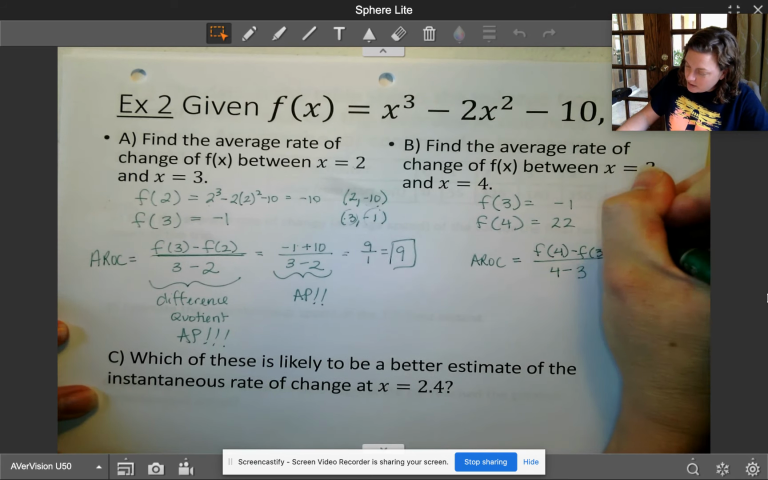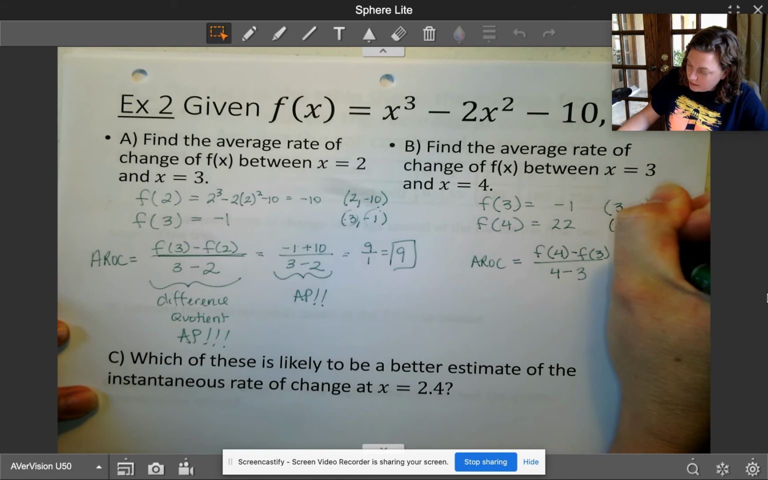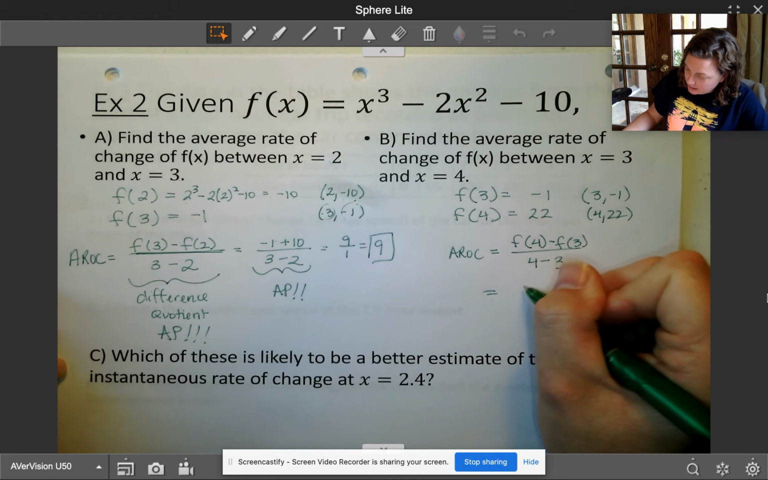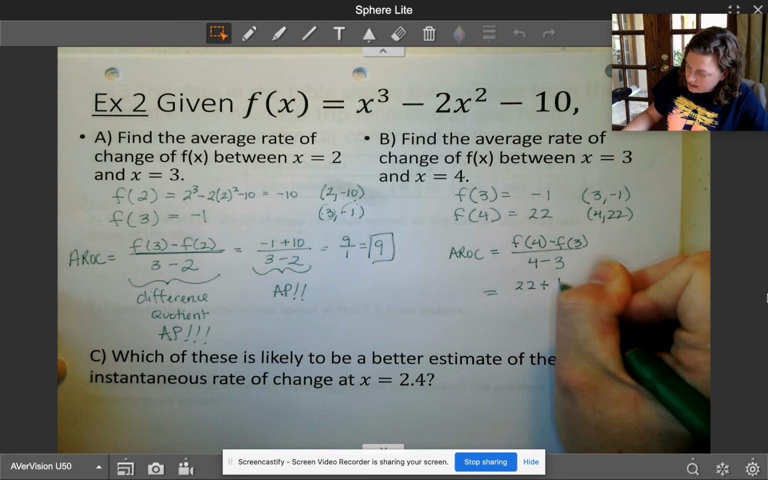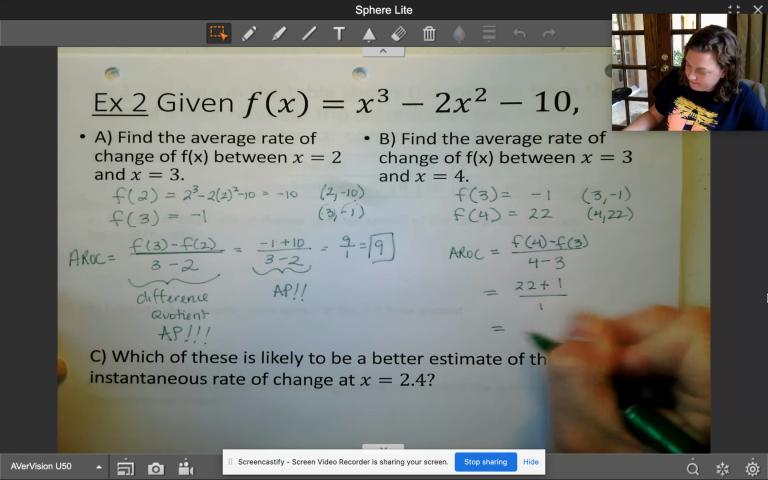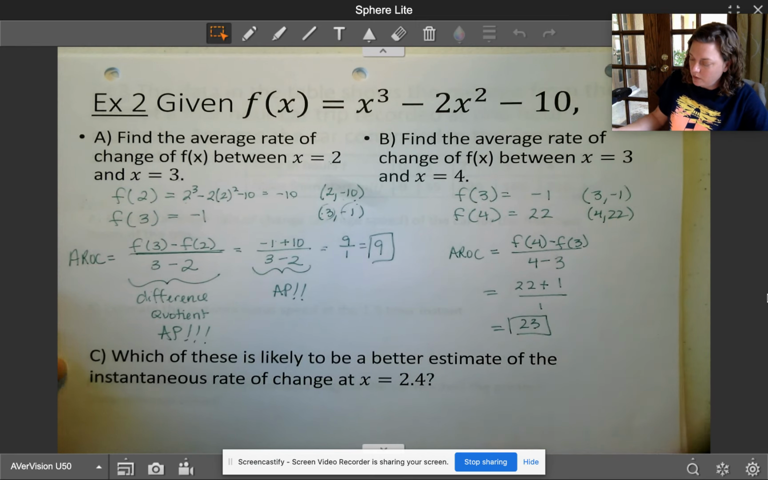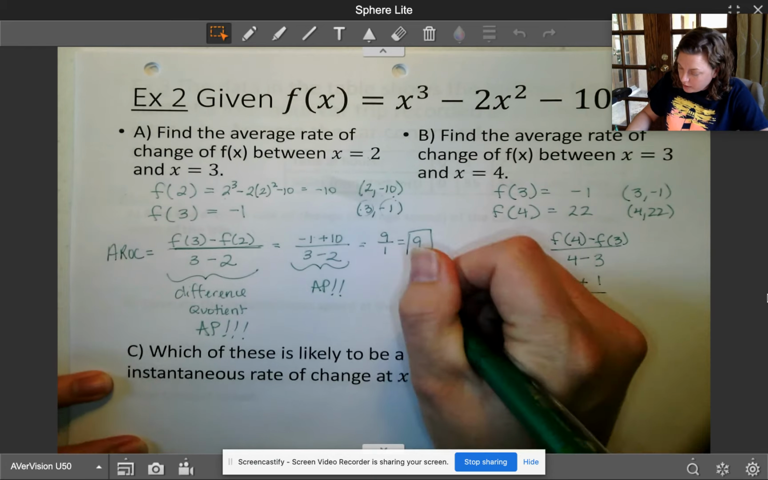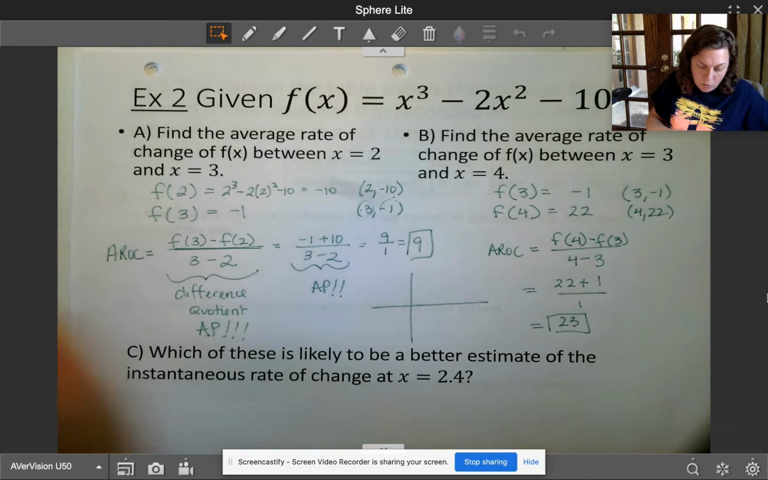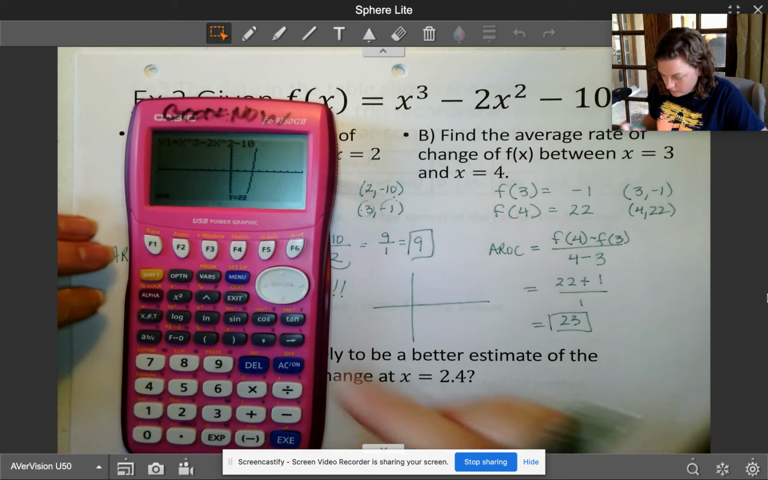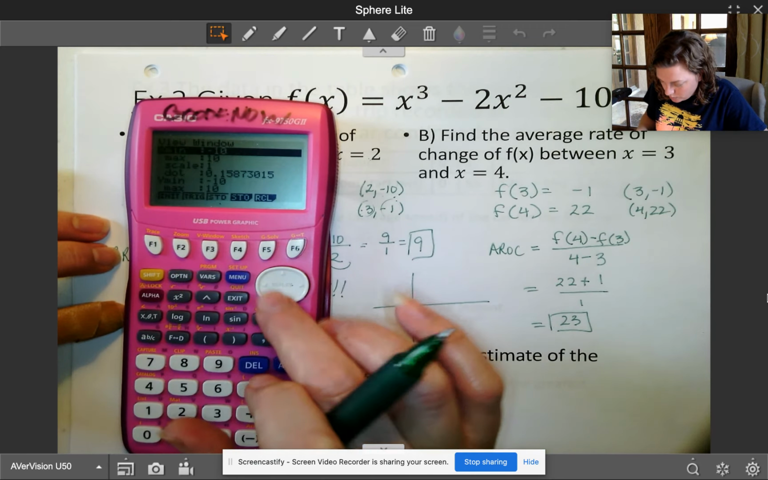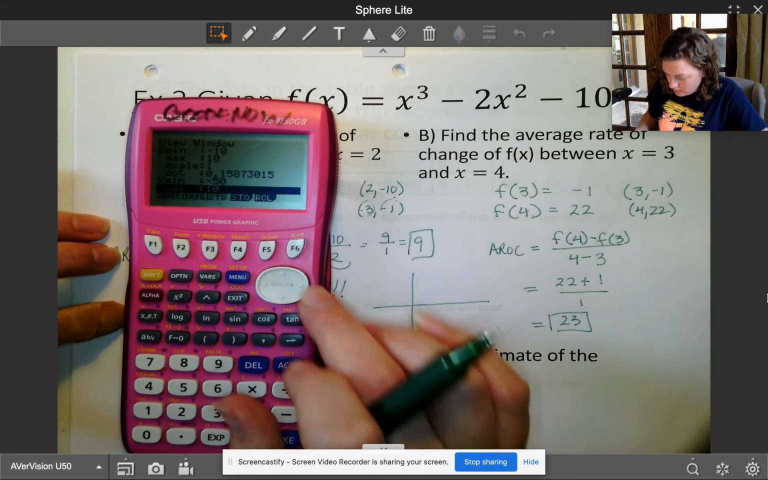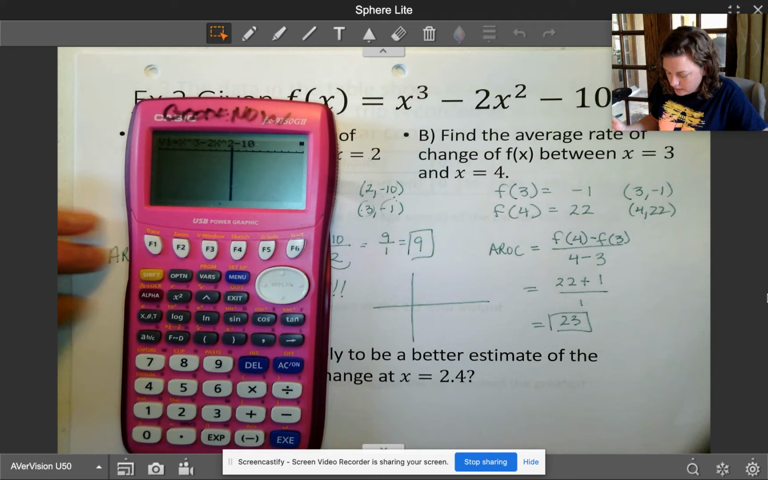All right, remember, these are just ordered pairs, and technically it would be 22 minus a -1 over 1. So we get 23. Okay. What is that talking about? Well, on our curve, I'm going to change my window, maybe make it a little lower, -50. Oops. All right. There we go.